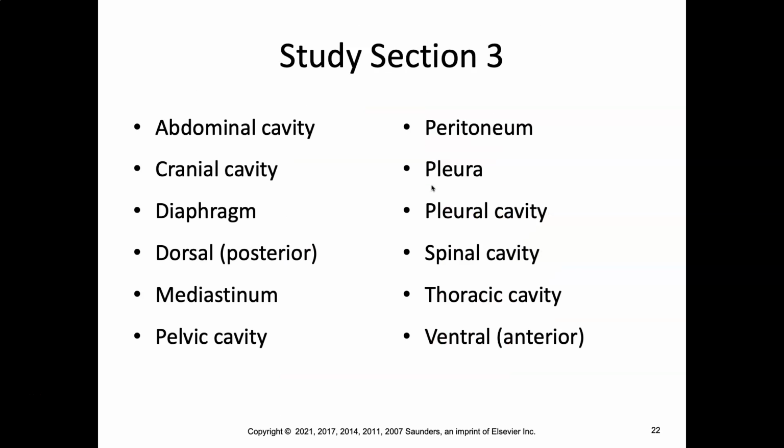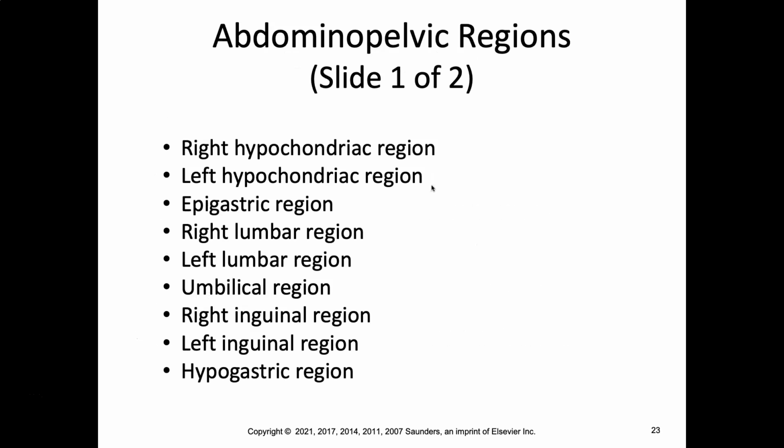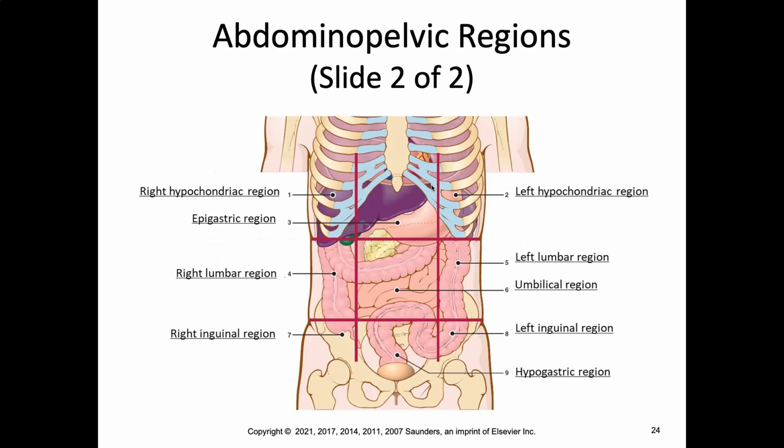And then you have study section 3, and that is on page 45. Again, you need to know those terms, both the spelling and the meaning. And then it talks about the abdominal pelvic regions. This is now on page 46 in your book, and there are 9 regions.